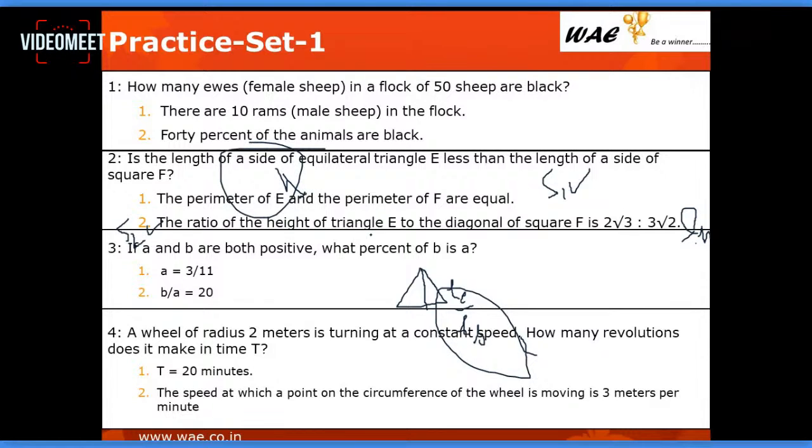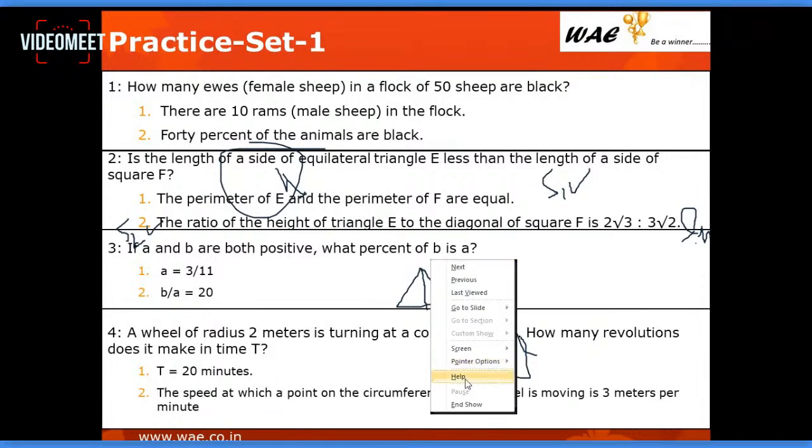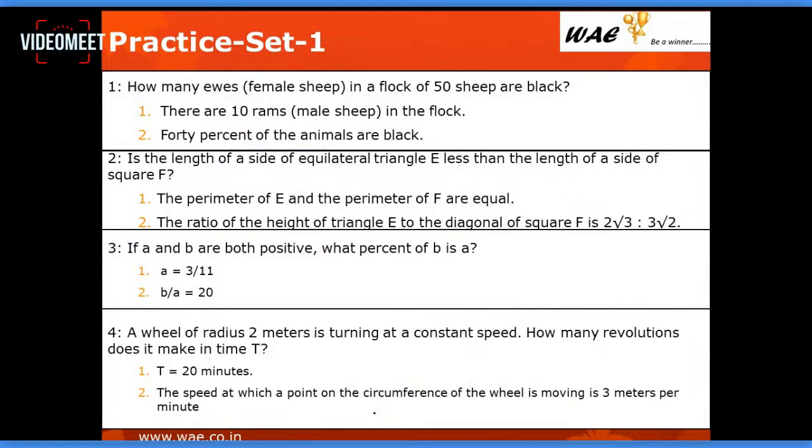Now let's come to the third problem. Just understand the concept. A and B are both positive. What percentage of B is A? That means, what is the question? The question is what percentage of B is A? That means A by B into 100 is being asked. So you need to find A by B into 100.